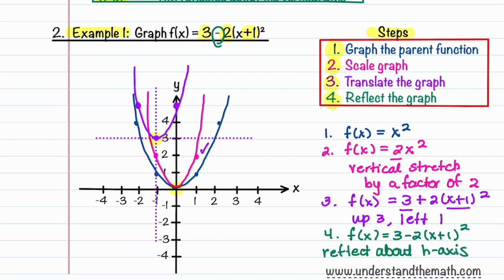So let's go ahead and do that. Now we're going to go to the right one and down 2. So let's go ahead and put a point here and here. We're just reversing the direction. And then we can go ahead and graph our function. I'm going to go ahead and highlight it so that you can see that this is the graph of our function. Let's look at another example.